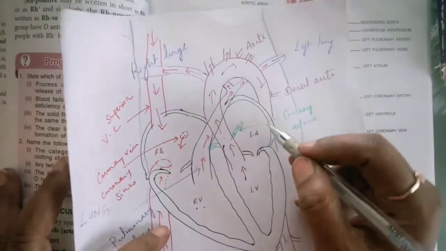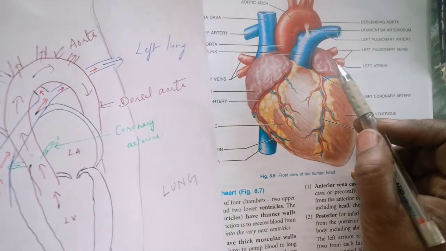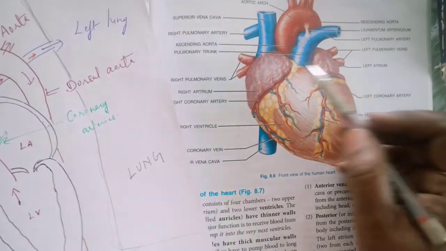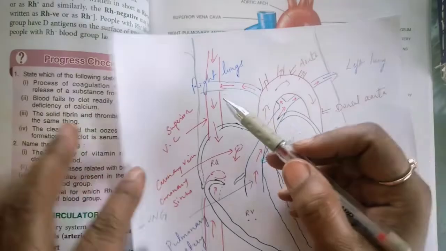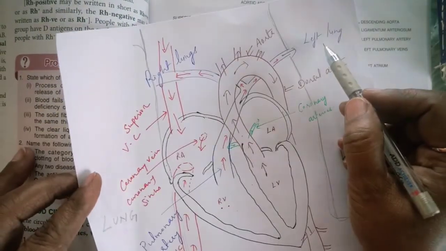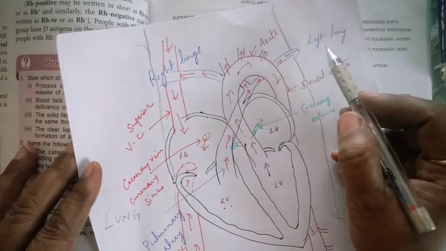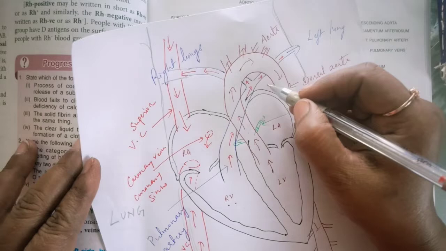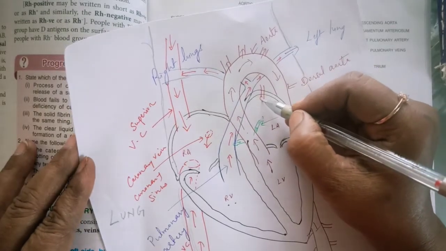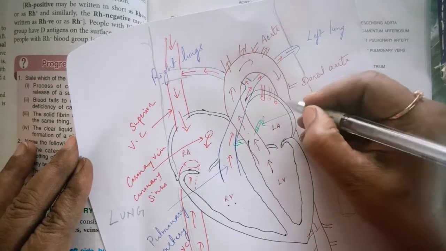Now let us check the left auricle. We will find, students, that in total there are 4 pulmonary veins: 2 veins coming from the right lung, 2 veins coming from the left lung. All of these 4 veins open inside the left auricle of the heart, like this.